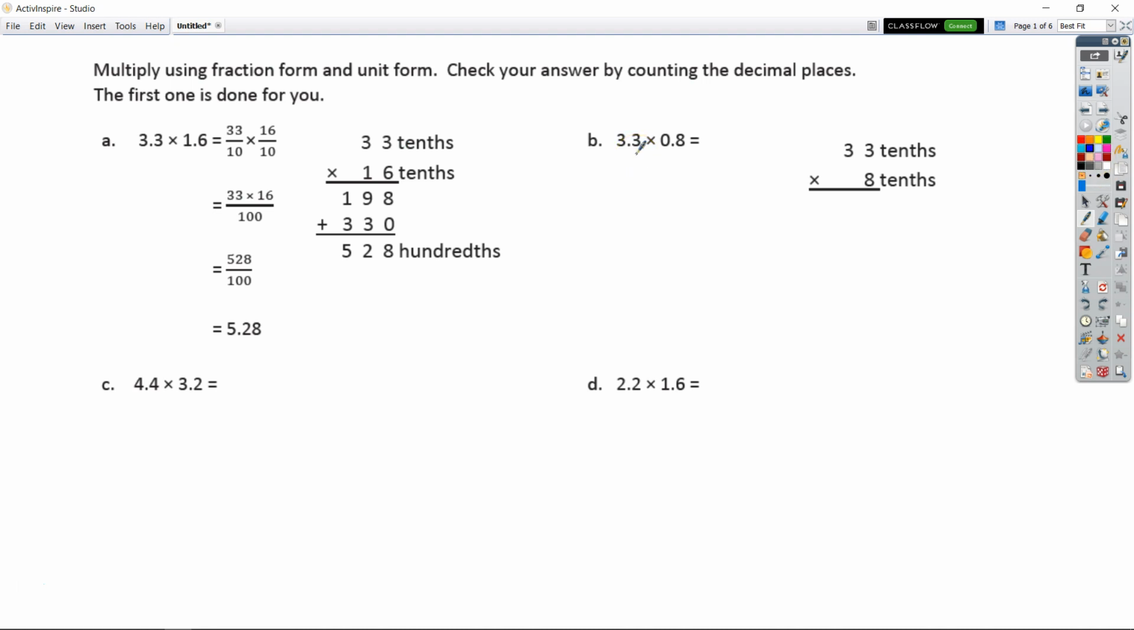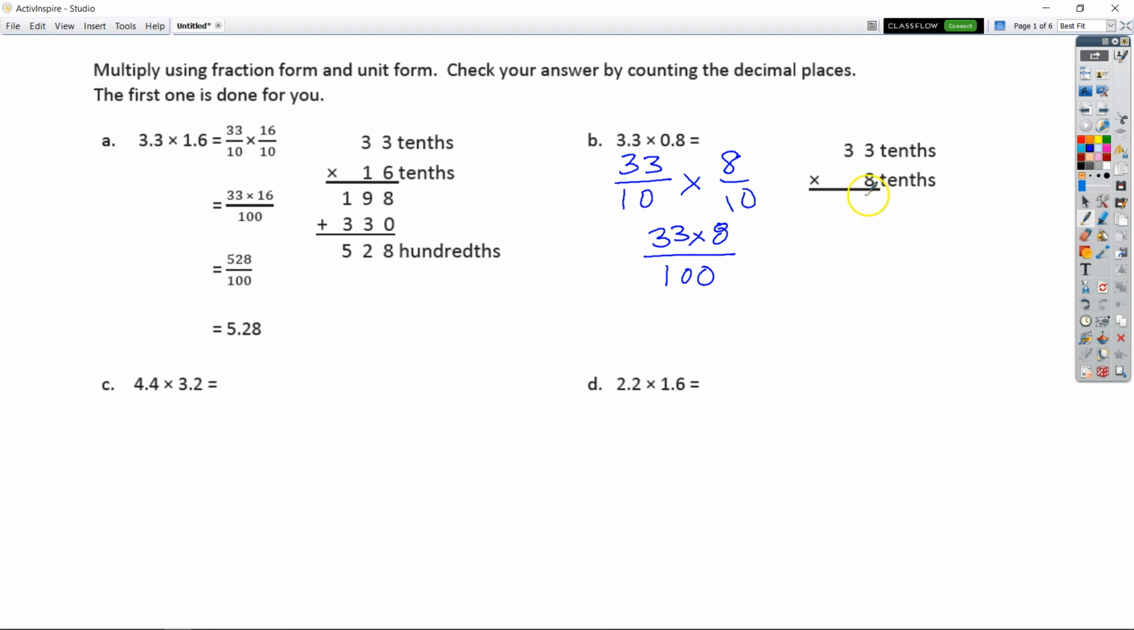We have 3.3, which is 3 and 3/10, can also be written as 33/10. And then we're multiplying that by 0.8, which is 8/10. So we know that we're going to have tenths times tenths equals hundredths. So we need to figure out, well, how many hundredths are we going to have? We need to multiply 33 times 8.